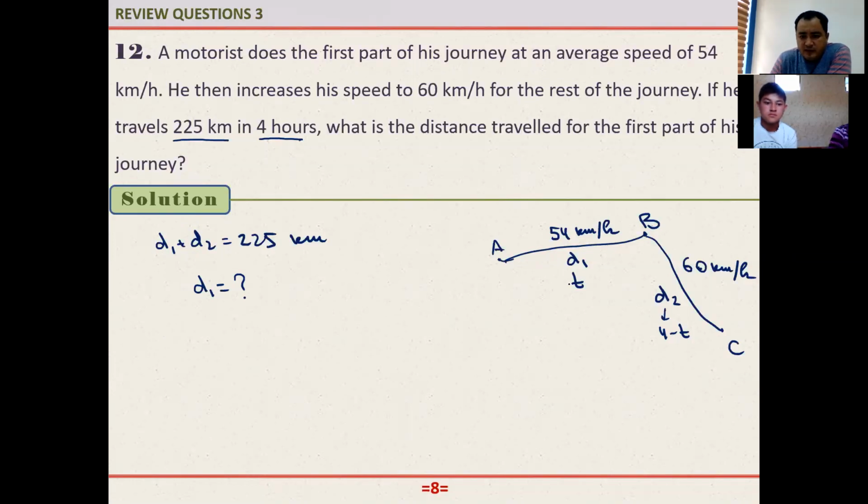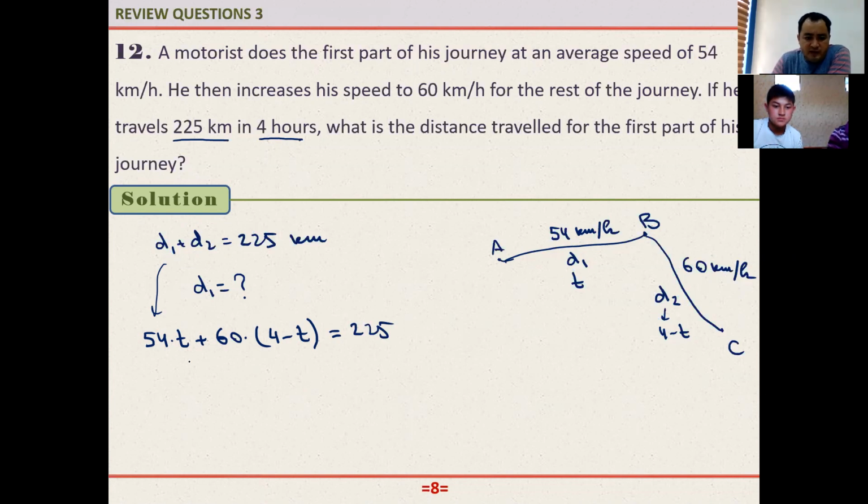D1 means what? Distance is time times speed. So D1 is, what is it? Time times speed. That is 54 times T. Plus, how about D2? It is speed times time. That is 60 times time, which is 4 minus T. Right? And D1 plus D2 equals 225.